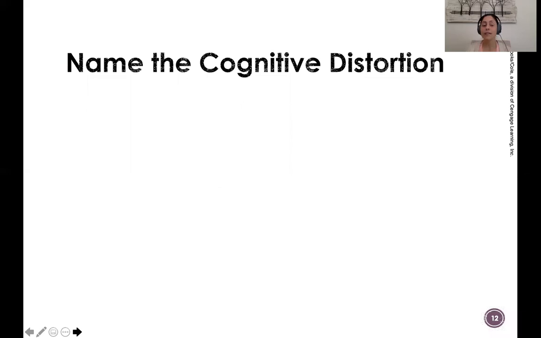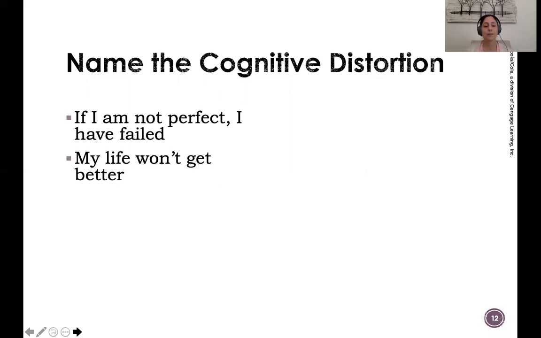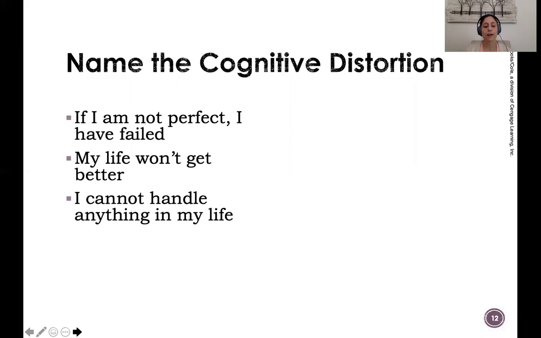So I have some examples here. Name the cognitive distortion. So if I'm not perfect, I have failed. My life won't get better. I cannot handle anything in my life, and I'm going to fail this class. So I'm going to give you a minute to try to think about which cognitive distortion each of these is.